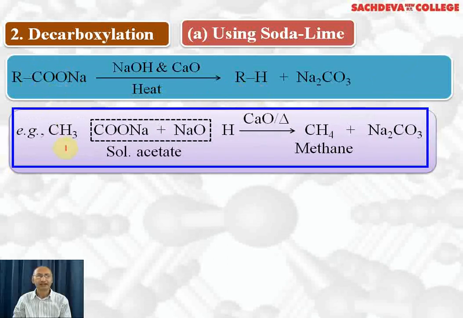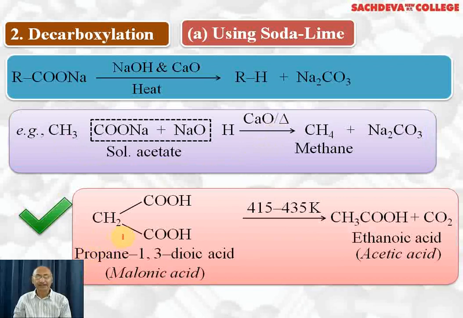Let's take a specific example. Sodium acetate when heated with soda lime, we get methane plus sodium carbonate. In this reaction, one carbon atom is decreased from the acid to alkane. If we take malonic acid, which is a dicarboxylic acid, propane 1,3-dioic acid, simply on heating, it loses carbon dioxide and we get acetic acid. So malonic acid to acetic acid can be done just by heating. Carbon dioxide will be lost and we get a monocarboxylic acid, that is acetic acid.